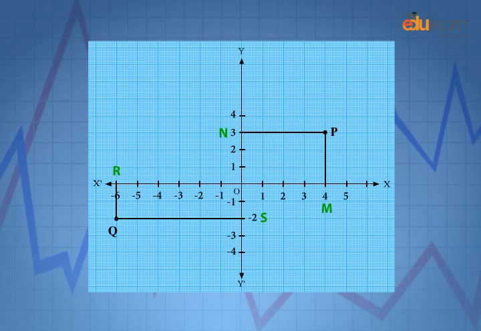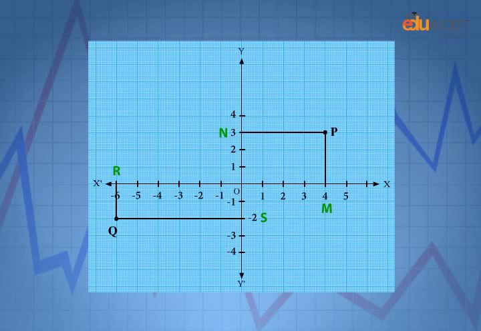The perpendicular distance of the point Q from the y-axis measured along the negative direction of the x-axis is OR equal to SQ equal to 6 units. The perpendicular distance of the point Q from the x-axis measured along the negative direction of the y-axis is OS equal to RQ equal to 2 units.